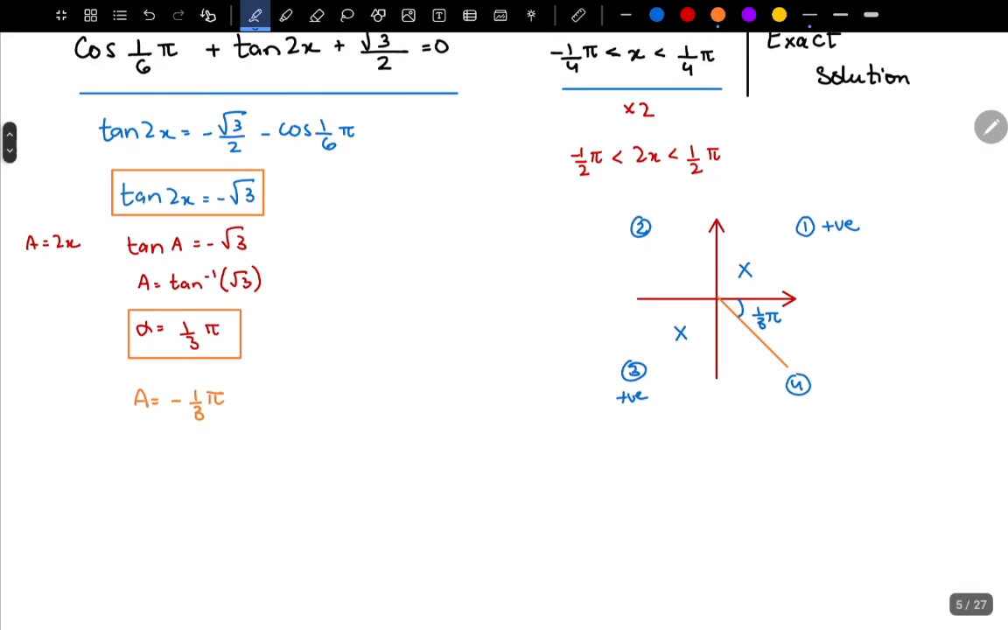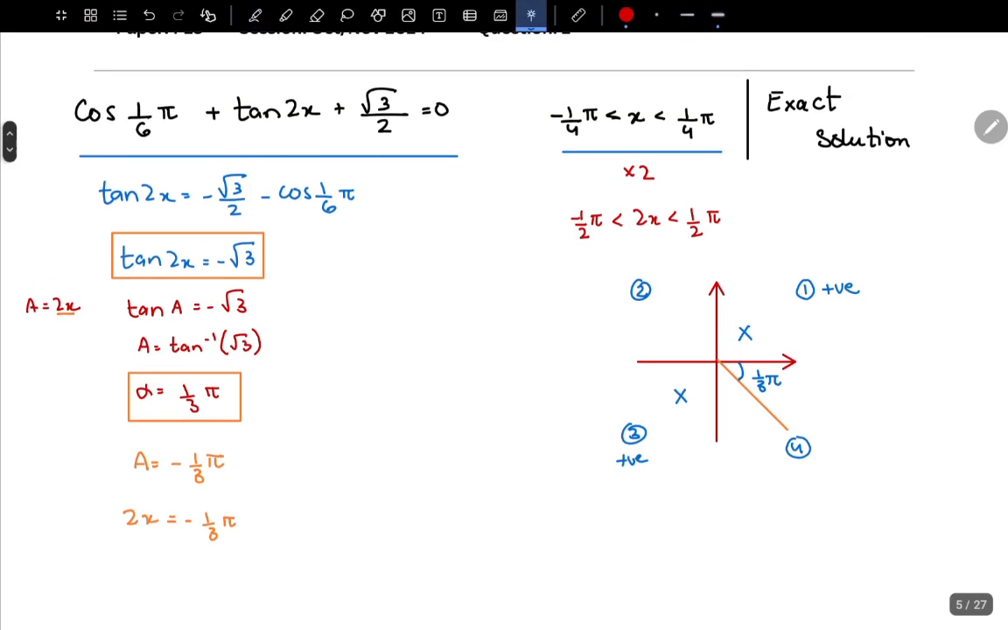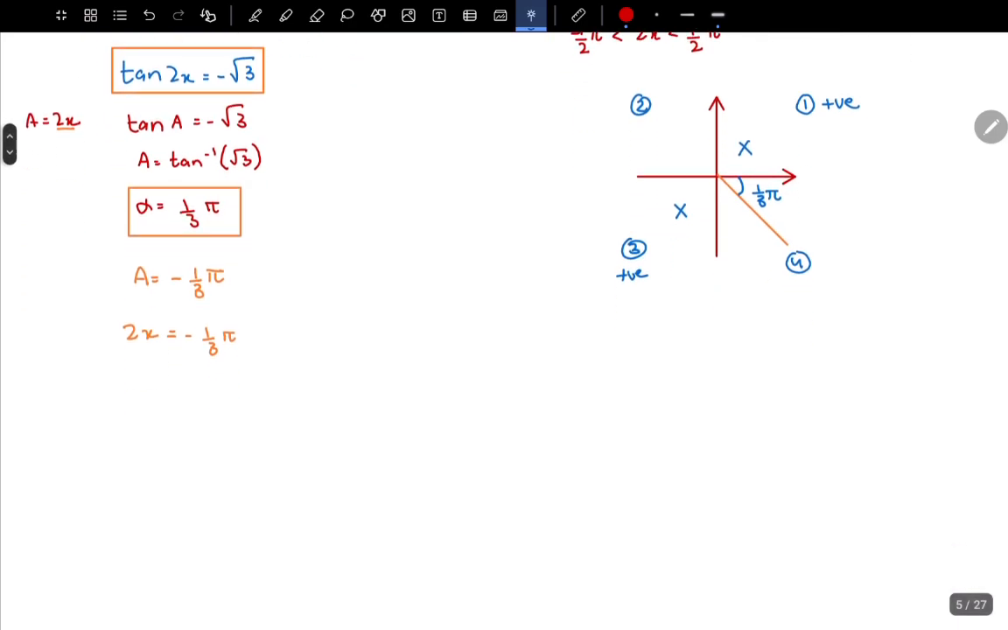Let's substitute back 2x. So we know that 2x equals minus 1 upon 3 pi. We need to solve for x, which was in the original domain. So we can just divide both sides by 2 and we will get our final value, which will be x equals minus 1 upon 6 pi.